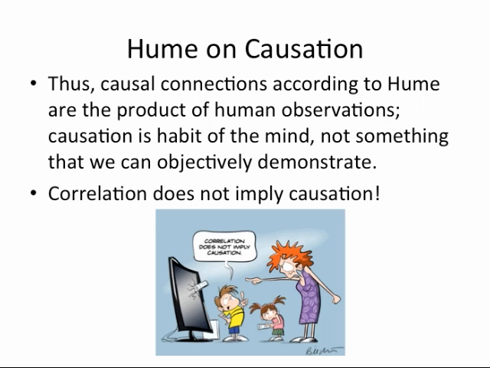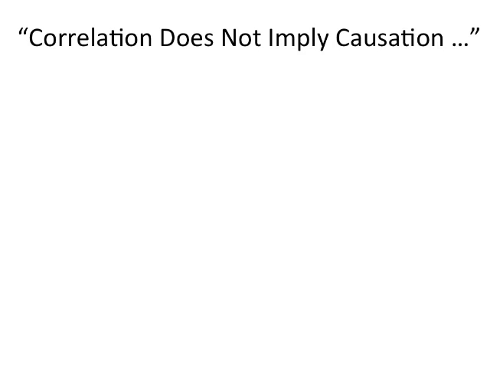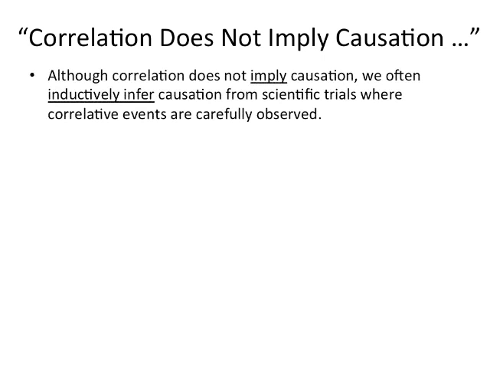What does this tell us? First, it suggests that causality lies in the realm of induction, and second, that we need to be very careful when we assert that a causal relationship exists between two events. So correlation does not imply causation.